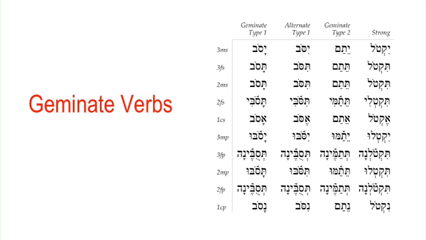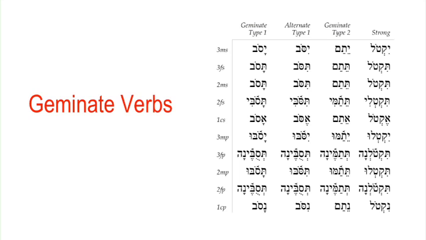Because of the variation in the paradigms that you'll see on this screen, we want to focus only on geminate type 1. The alternate type 1 and the geminate type 2 occur with much less frequency, and so they're not as important to focus on right now. In time, you'll begin to see that they do occur and that you do want to have some familiarity with how they work. But for now, we must begin by building a baseline, and that baseline is the geminate type 1.